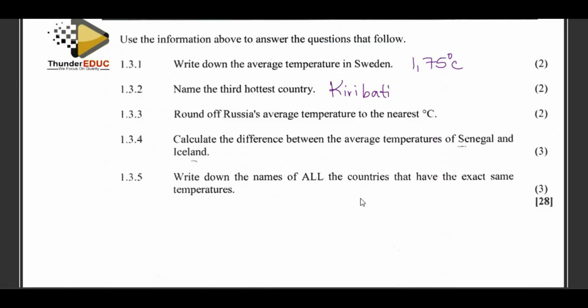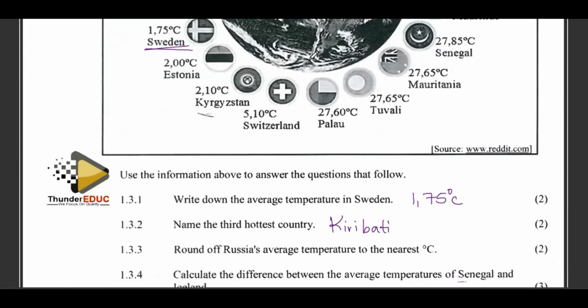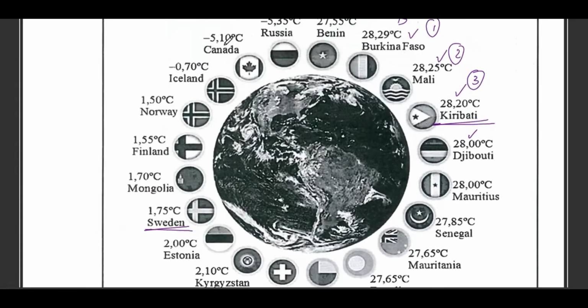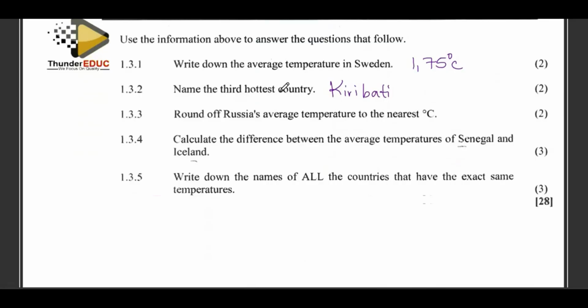Russia's average temperature to the nearest degree Celsius, centigrade. We come here, you see. Look for Russia. Russia, it's up here. If you have to round off this, it's negative 5,35, which becomes negative 5. Can you get the difference?